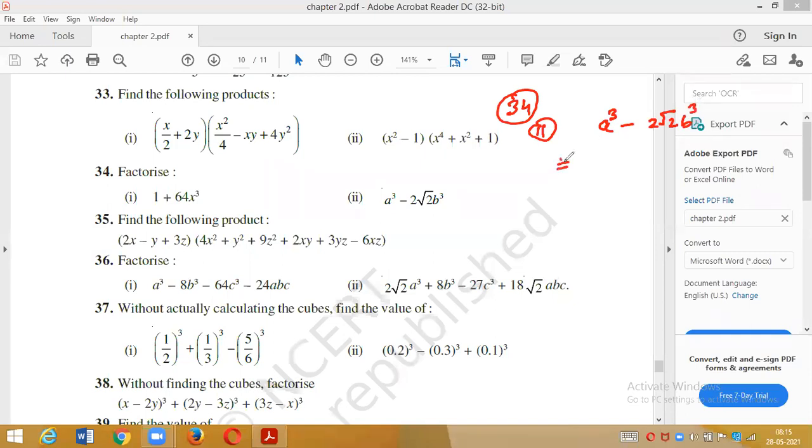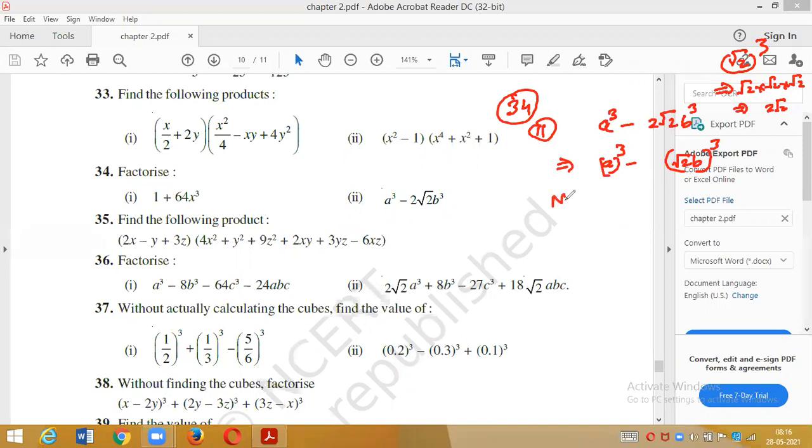So this can be written as a cube as it is, and this 2 root 2 b cube can be written as root 2 b whole cube. If you find the cube of root 2, that means root 2 into root 2 into root 2, right? Root 2 into root 2 is 2, and this root 2 as it is, correct? That means the cube of root 2 is 2 root 2. Is it clear? Therefore we have written this 2 root 2 b cube as root 2 b whole cube.